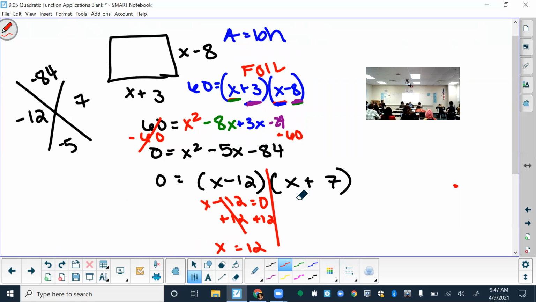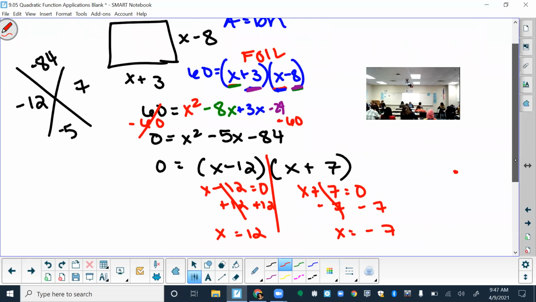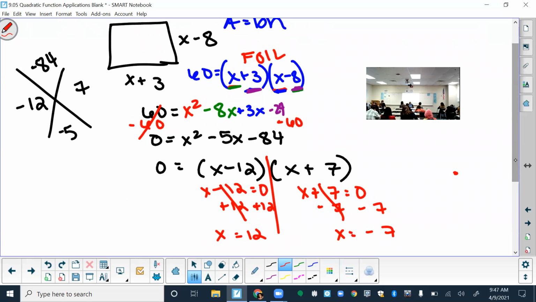What is my second x value? Good. So x equals -7 and x equals 12. Since we're talking about area, which one is the negligible one, the one that we can eliminate? The -7 is the one that we don't use, right? So we're not going to use the -7. We're going to use the 12 because with area, we can't measure a length of something and get a negative number.